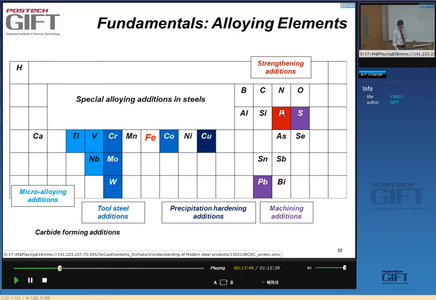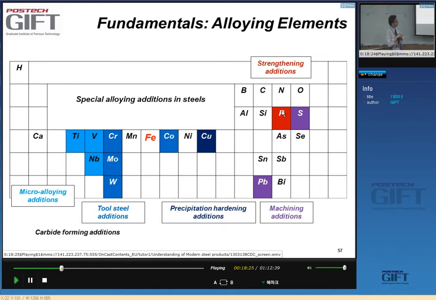The phosphorus, which is an element I already mentioned, saying we don't really like this element. It has a negative impact on the toughness of the material. We will see, however, that just like copper, it gives you very efficient strengthening. So in certain cases, we do add phosphorus. We add just enough to have very good what's called solid solution strengthening without a negative impact on toughness.